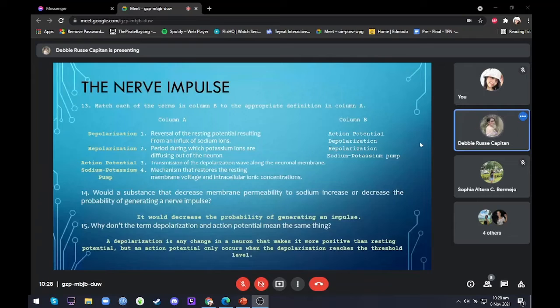For number 14, would a substance that decreases membrane permeability to sodium increase or decrease the probability of generating a nerve impulse? Our answer is it would decrease the probability of generating an impulse. Number 15, why don't the terms depolarization and action potential mean the same thing? So our answer is a depolarization is any change in a neuron that makes it more positive than resting potential, but an action potential only occurs when the depolarization reaches the threshold level.